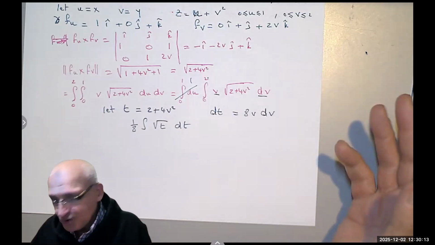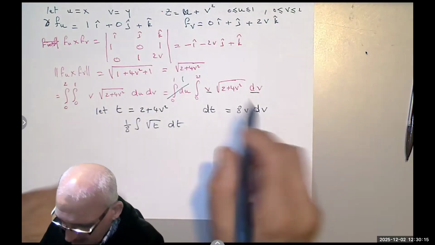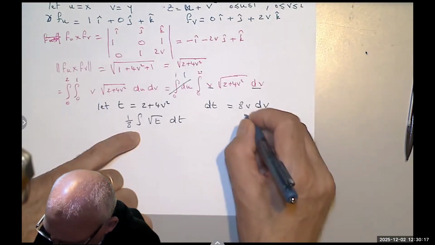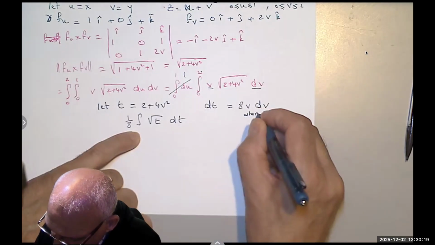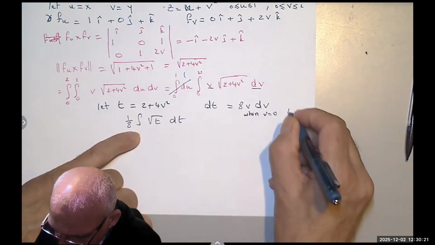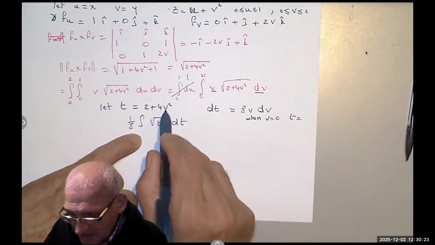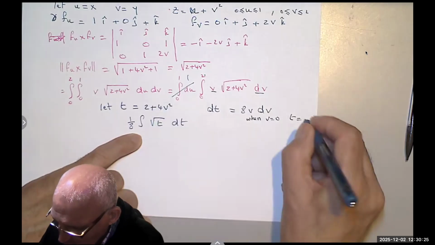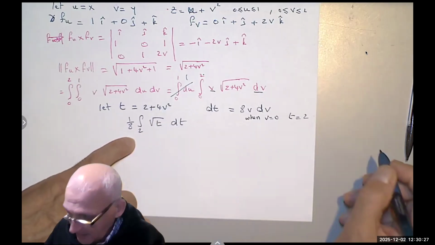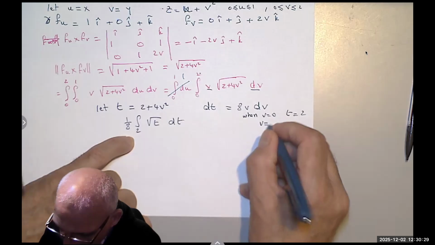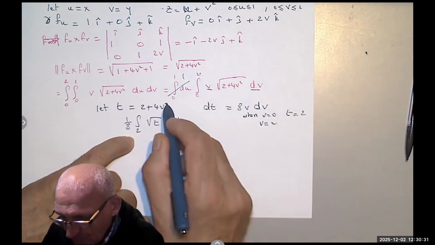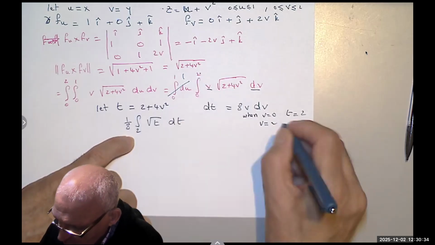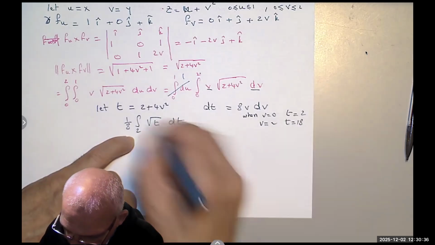So usually I go back, so this time, let's say when v equals 0, t equals 0 squared times 4 is 0 plus 2 is 2. So the lower limit is 2. And we said when v equals 2, 2 squared is 4 times 4 is 16 plus 2 is 18. And you can do it like that.